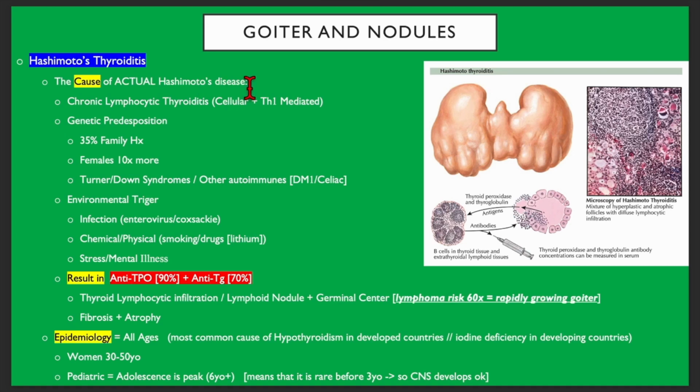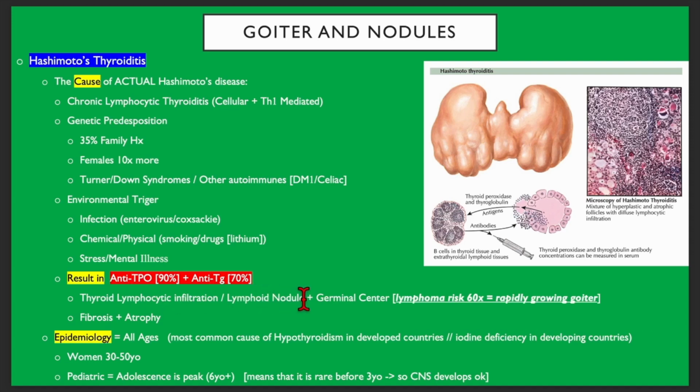The cause of the actual Hashimoto disease, we said, is the lymphocytes, chronic, going inside, not so much the antibodies, it's the cellular destruction. They're going to make these germinal centers. These are high risk for making a lymphoma, okay? We said we have some genetic predisposition with the environmental trigger, and then this will result in antibodies being formed, but the destruction is not mainly antibodies, the destruction is cellular, okay?